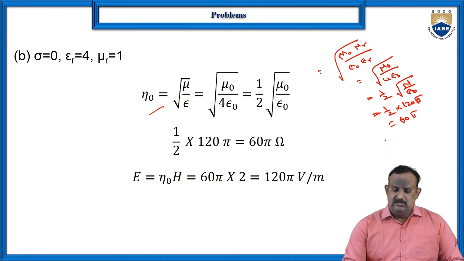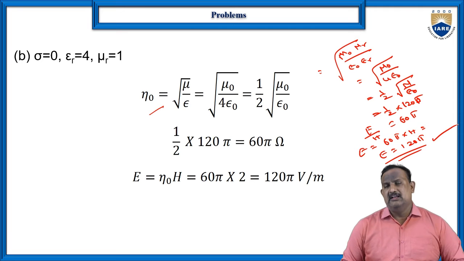So where E by H is equal to 60 pi, and E we can write as 60 pi into H. H is again 2. Therefore, E is equal to 120 pi. So, it is the electric field intensity for a different medium.